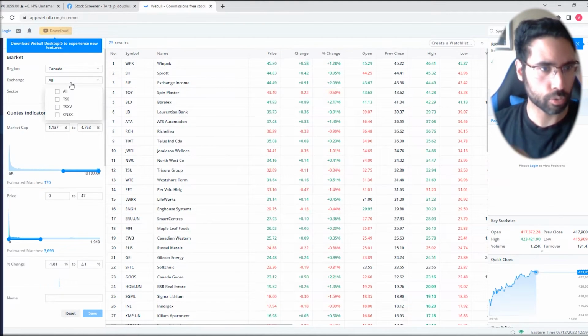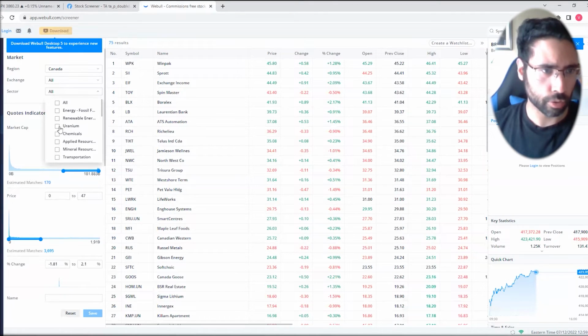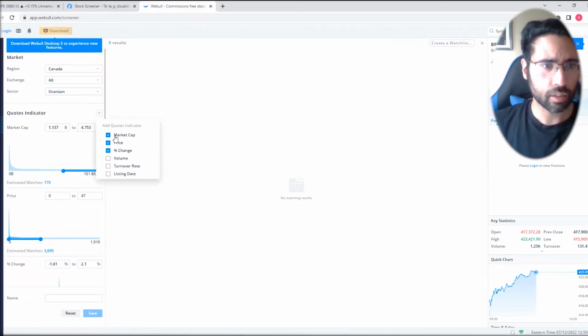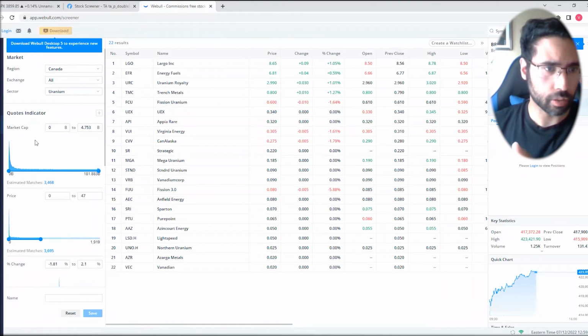You can break it down through your TSX, Canadian Stock Exchange, TSX Venture, break it down to sectors. I know there's a lot of uranium bulls out there, so you can even take a look at all the uranium stocks. You can add any quotes that you want to see here, right? So if you want to look at market caps, we can look at basically anything from zero to a market cap of 4.7 billion here. But of course, you can change the parameters here.